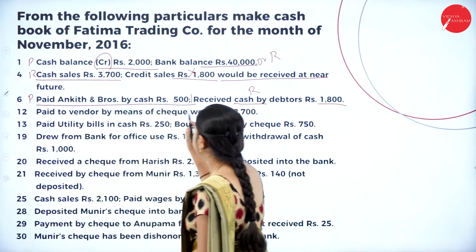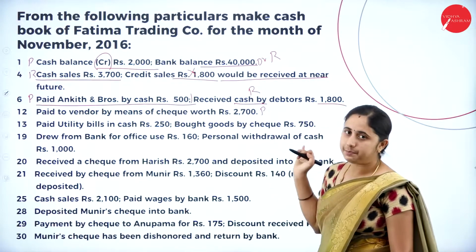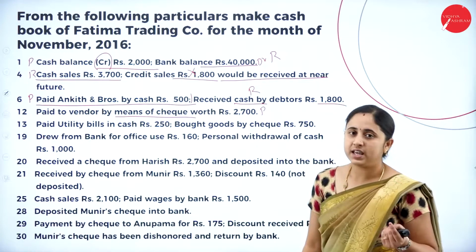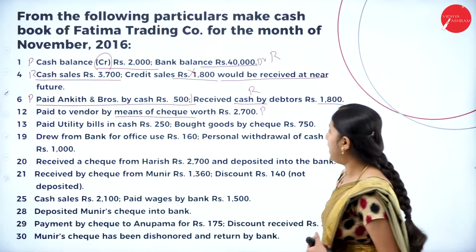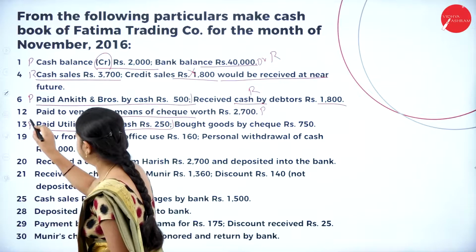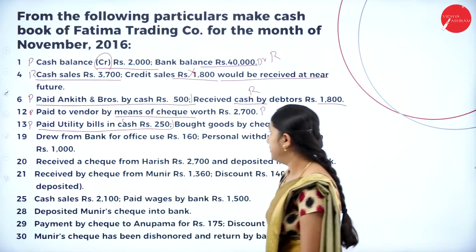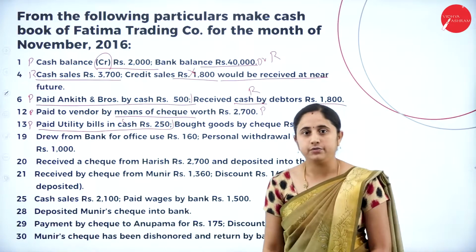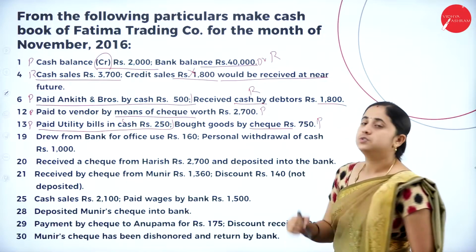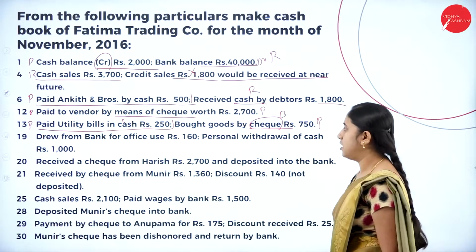Next, paid to vendor by means of check worth rupees 2,700. Payment, so write in the payment side, that is credit side, paid by means of check. So amount in the bank column, check means in the bank column. Next, paid utility bill in cash. Payment, utility bill in cash, amount in cash column. Next, bought goods by check rupees 750. Purchase of goods by check. Purchase means payment. Cash is going out through check. So amount in bank column.